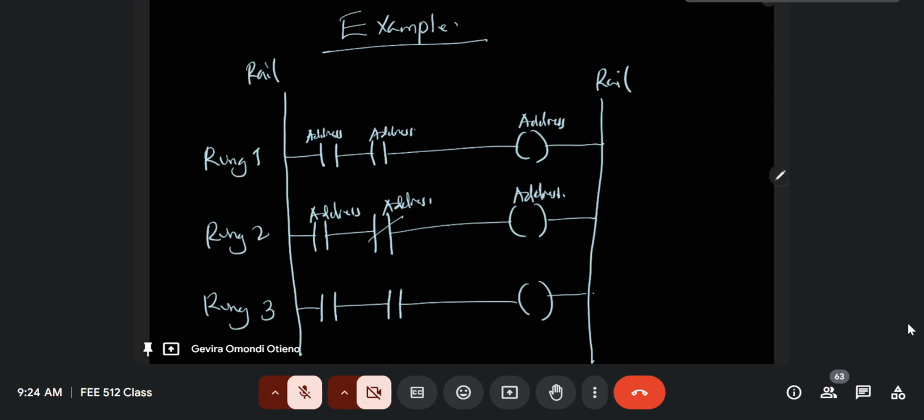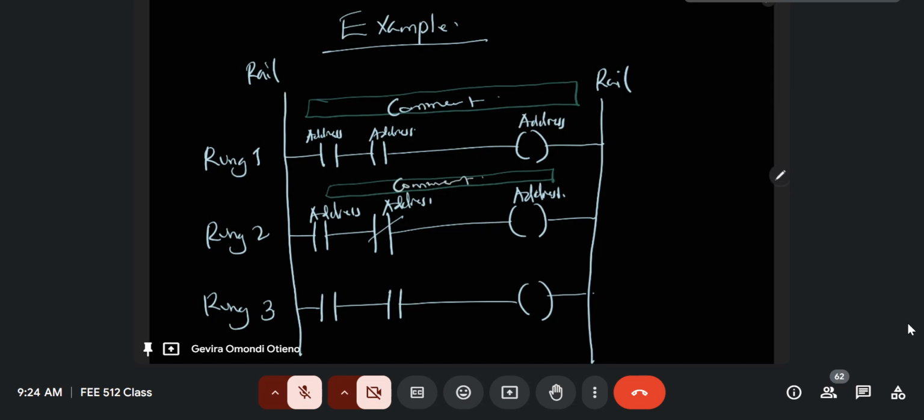Now, the other thing that we're talking about is the comments. Sometimes, if you're using software in the lab, you can put comments here. So I can write a comment here. Then for the second rung, I can write a comment. So you see that we usually write a comment on top of each rung. This is comment 1, this is comment 2, and this is the third rung, so here you can also write your comment 3.